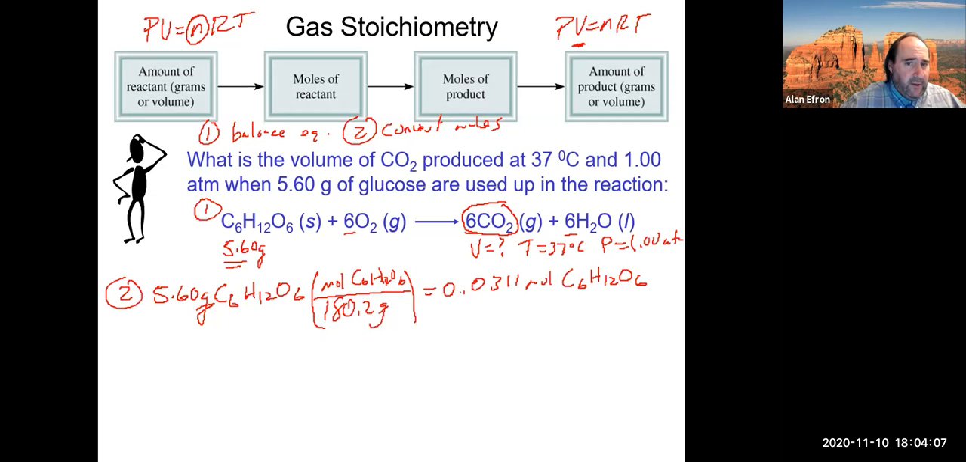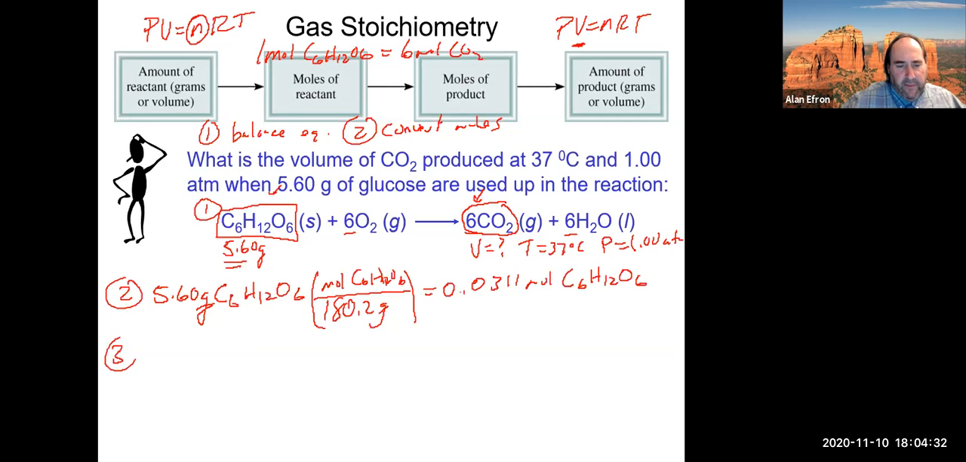So the start of this problem is pretty similar to a basic stoichiometry problem. We want to balance the equation. We want to convert to moles. The next thing we want to do is also a basic stoichiometry problem. We're not interested here in the glucose. We are interested in our CO2. And again, from the equation, we can see that for every 1 mole of glucose, we get 6 moles of CO2.